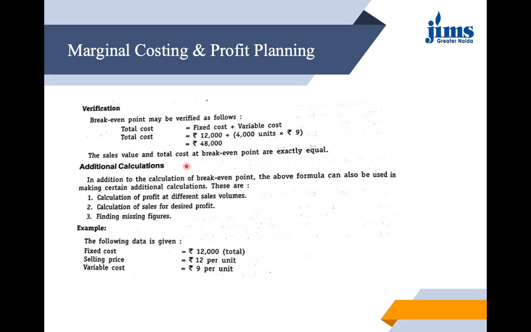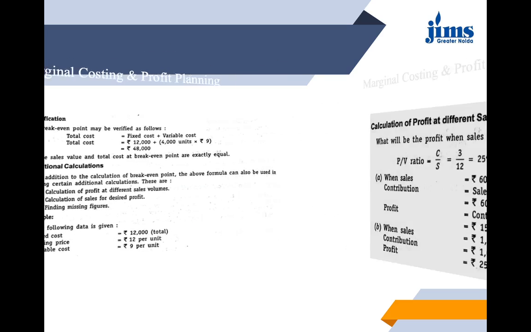In addition to the calculation of a break-even point, the above formula can also be used in making certain additional calculations, like calculation of profit at different sales volume, calculation of sales for desired profit, finding missing figures. Let us see these one by one. First of all, in the given formula, we are taking those same values. Total fixed cost 12,000, selling price rupees 12 per unit, variable cost 9 per unit. Let us see.